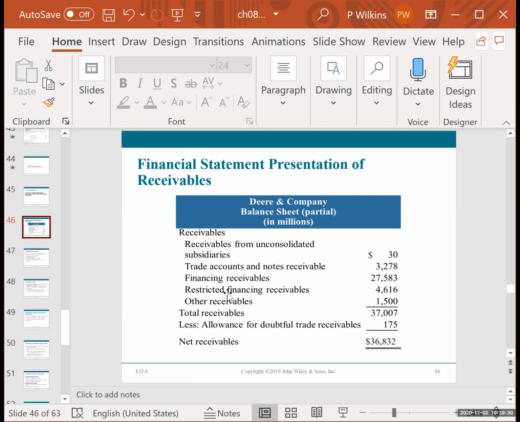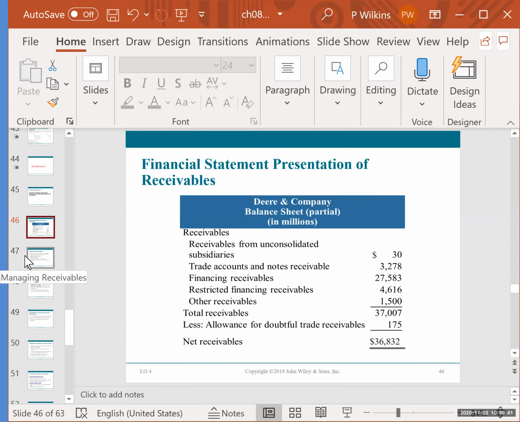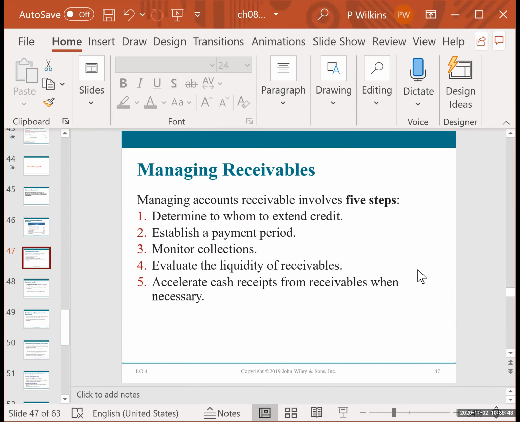But this is just giving you an example of how it might look for an organization, breaking down to the different types of receivables. So you won't be doing anything like that. Managing receivables, you will not have this on your exam or your homework. This is more just information for you to know.